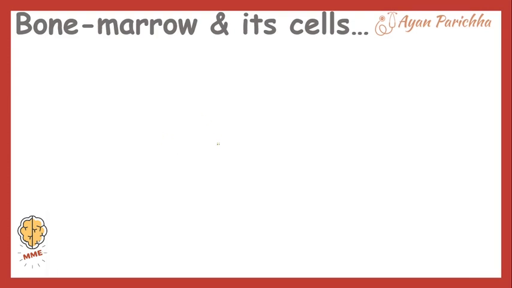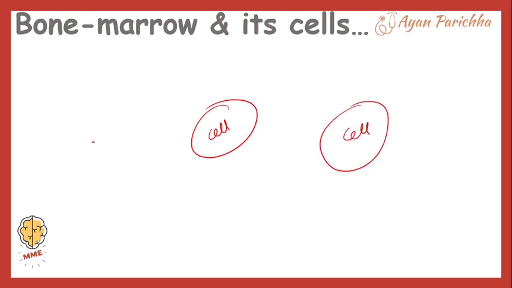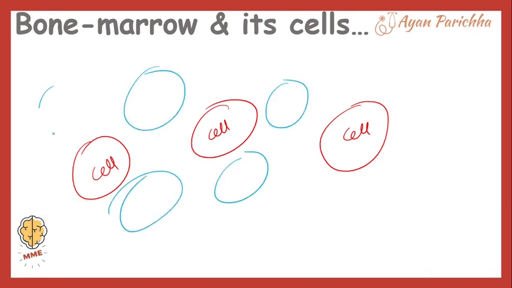So basically what happens in a tissue, if you see, there will be certain cells which are the functioning cells. They are doing the actual job. And there are many other cells which are just supporting them. These are supporting cells. Support.